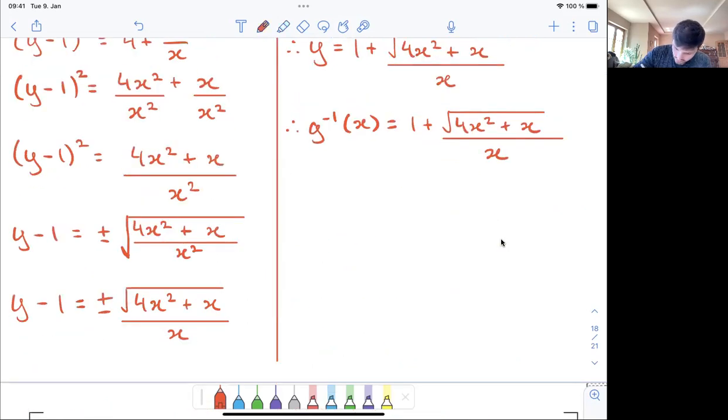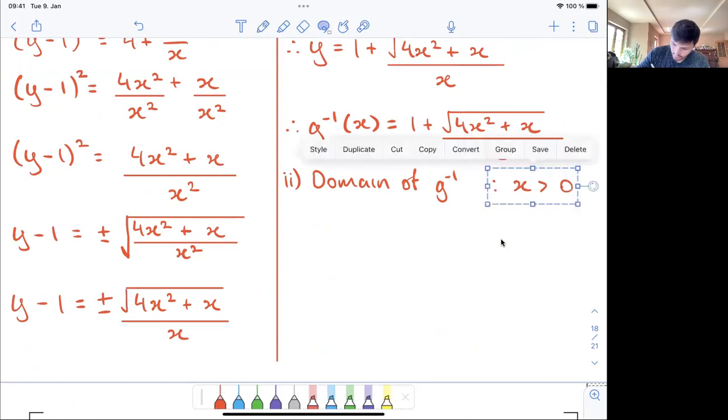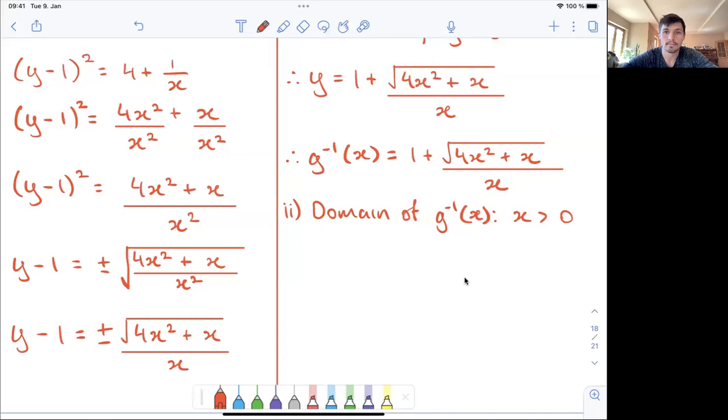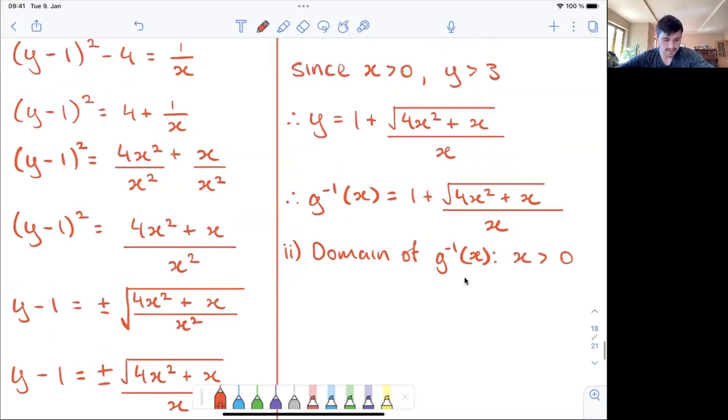And we'll say part 2. Okay, domain of g inverse is x is greater than 0. All right, and that is the answer to part 2. We'll put x here. Right, there we go. Okay, on to part C.